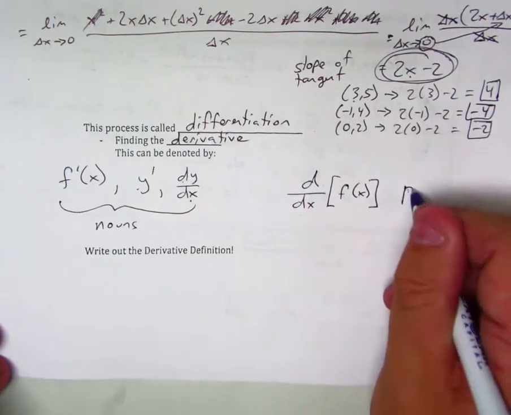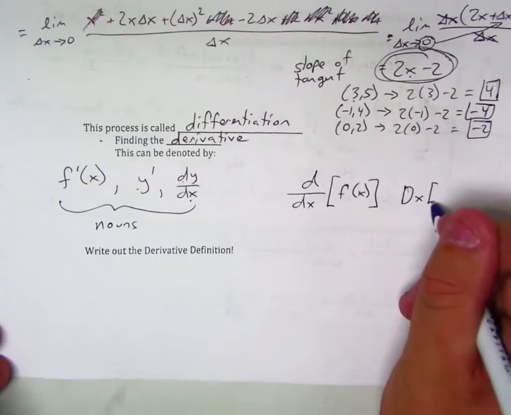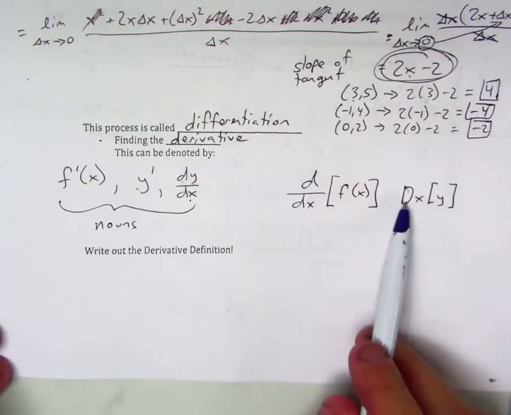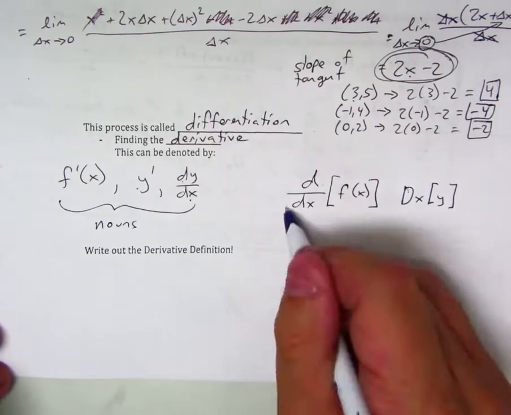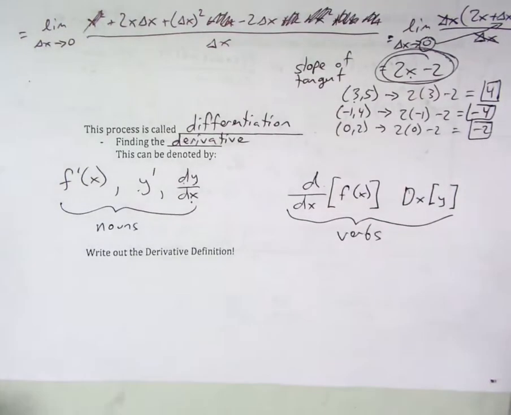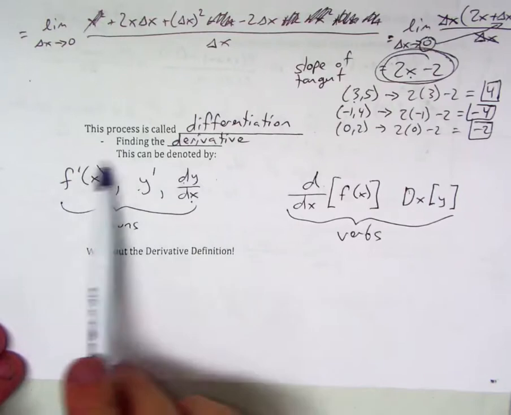Another notation, less common, but you might come across it, is this. This is a command to find the derivative in terms of x. So these are verbs. These are action words. They're telling you to find the derivative. This is what the derivative would be.